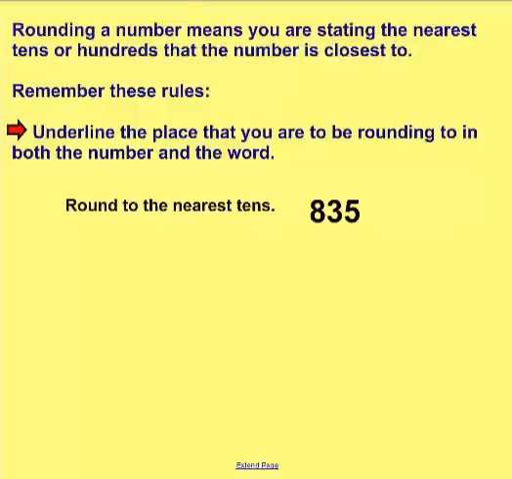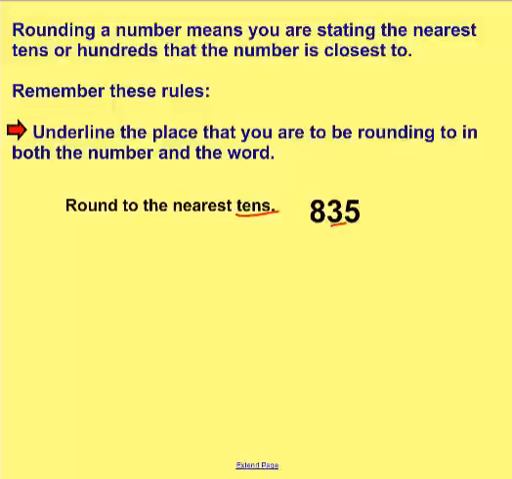So let's take a look at this. When you round a number, it means you are stating the nearest tens or hundreds that the number is closest to. Remember these rules. Underline the place that you are to be rounding to in both the number and the word. So let's take a look at this example. Round to the nearest tens. I'm going to underline the word tens so I don't forget where I need to round. And then I come to the number and I find the tens. Here's the ones, the tens, and the hundreds. I'm going to underline the tens place.